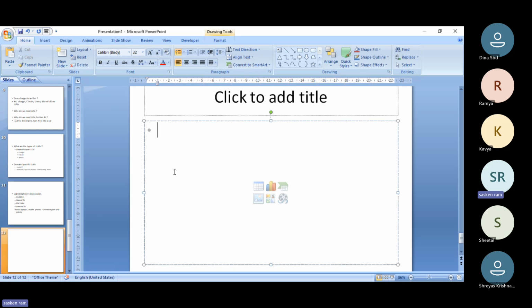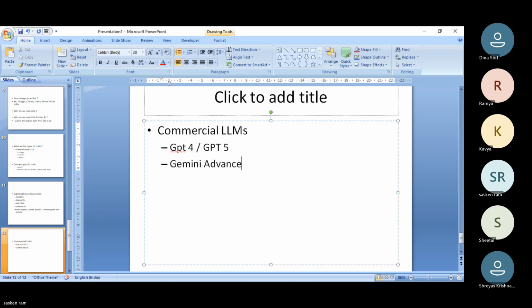Which one is open source? Which of the large language models are open source, and which are commercial LLMs? Before we dive into the next topic, you should know this. GPT-4 and GPT-5 are commercial ones. Gemini Advanced is commercial, and Claude Opus is also a commercial one, and Microsoft Copilot LLM is also a commercial one.